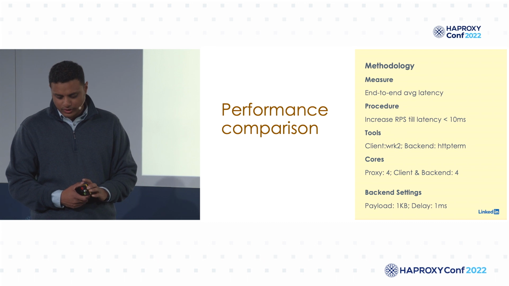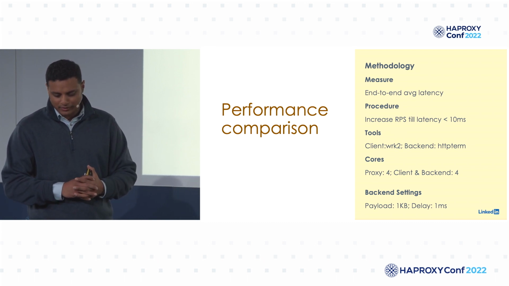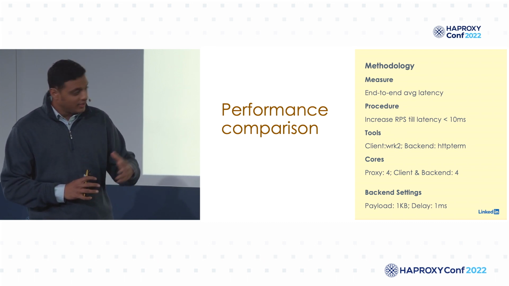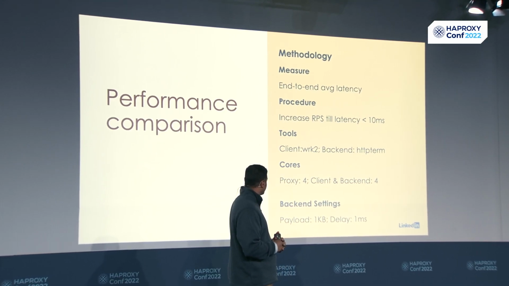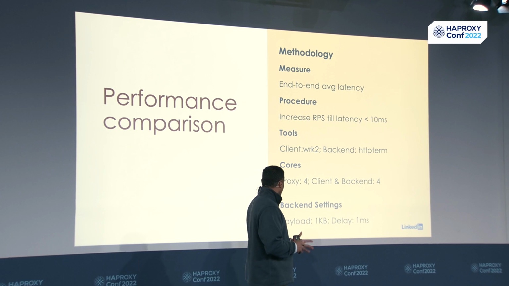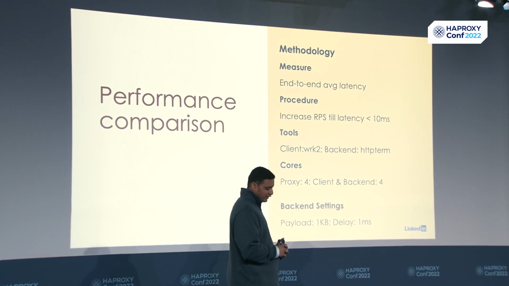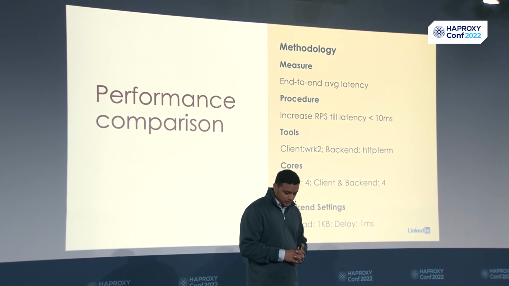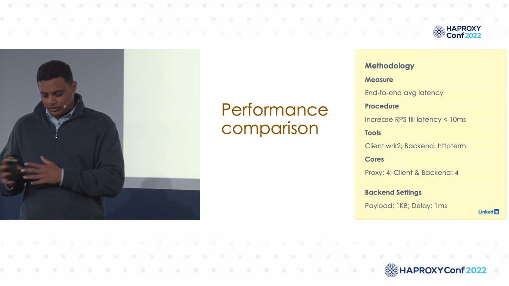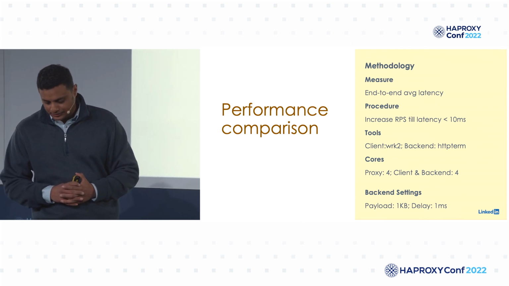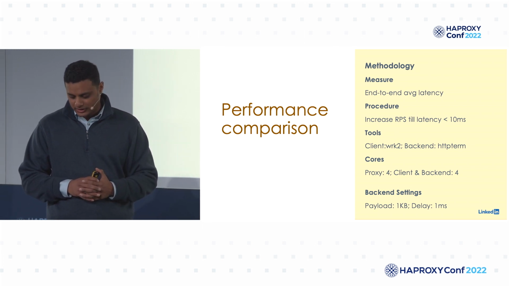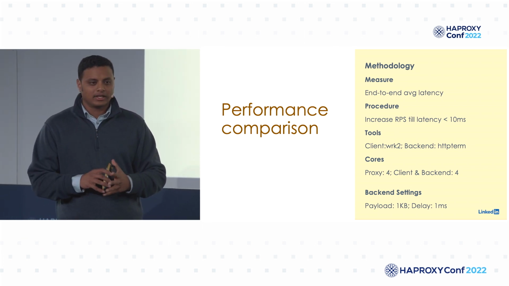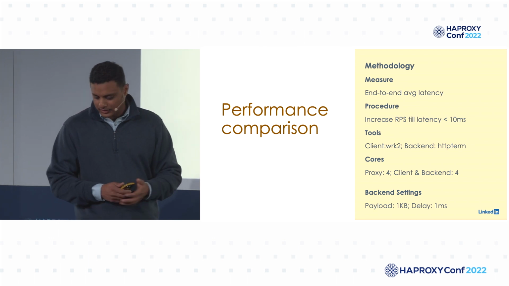The tools we used were similar to what was used in the benchmarking for the 2 million. We used the WR2, and for the backend, we used HTTP term. We ran it on a pretty low-end server, and we dedicated 4 cores to the proxy and 4 cores for the client and the backend. We also added a 1 KB payload in the response and a delay of 1 millisecond to kind of simulate a server.